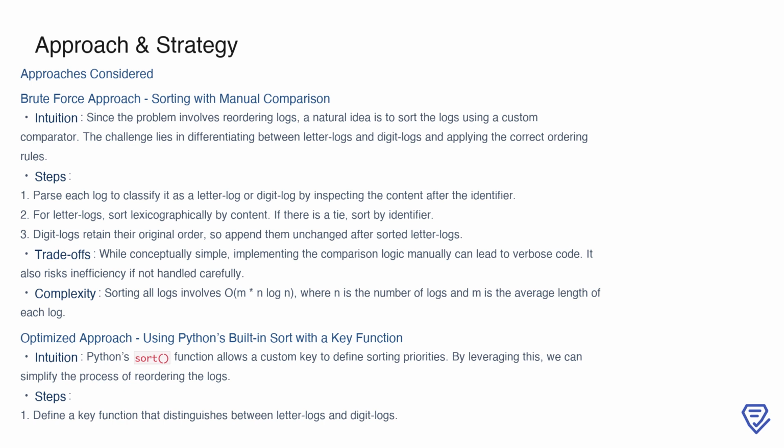For letter logs, we sort lexicographically by their content, and in the case of a tie, the identifier acts as a tiebreaker. Digit logs, on the other hand, retain their original order and are simply appended after the sorted letter logs. While this approach is conceptually simple, implementing the sorting logic manually can be verbose and potentially inefficient, especially for large inputs. The computational cost of this approach is O(m * n log n), where n is the number of logs and m is the average length of each log. An optimized alternative involves leveraging Python's built-in sort function, which simplifies the process significantly.